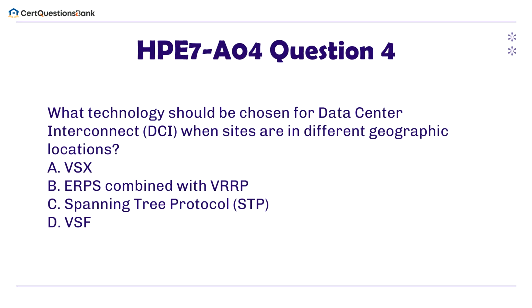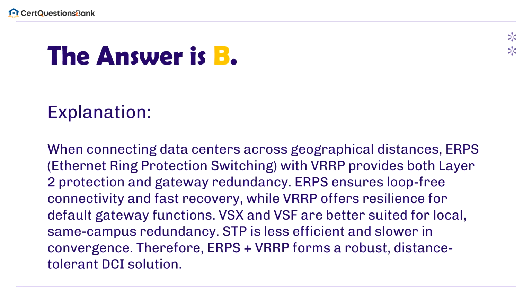What technology should be chosen for data center interconnect, DCI, when sites are in different geographic locations? A. VSX. B. ERPS combined with VRRP. C. Spanning Tree Protocol, STP. D. VSF. The answer is B.